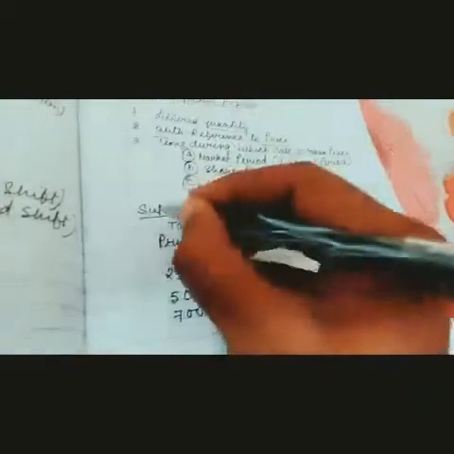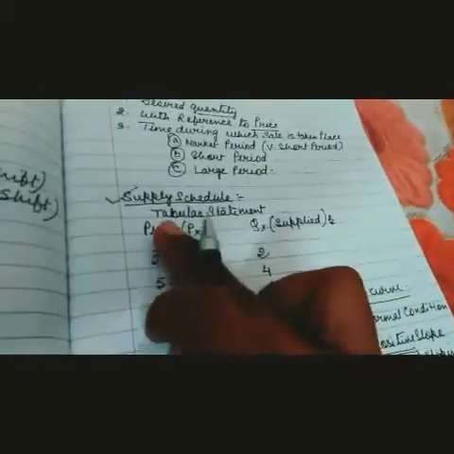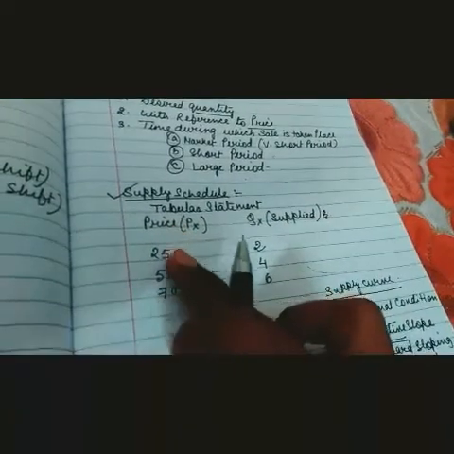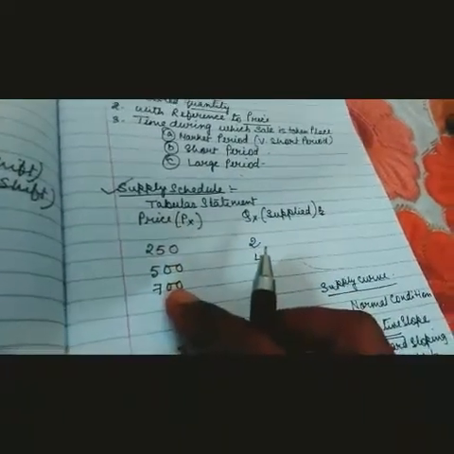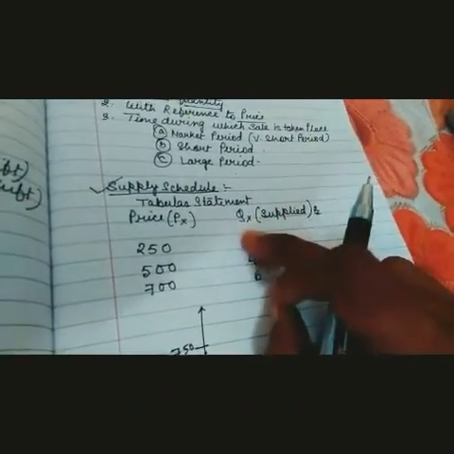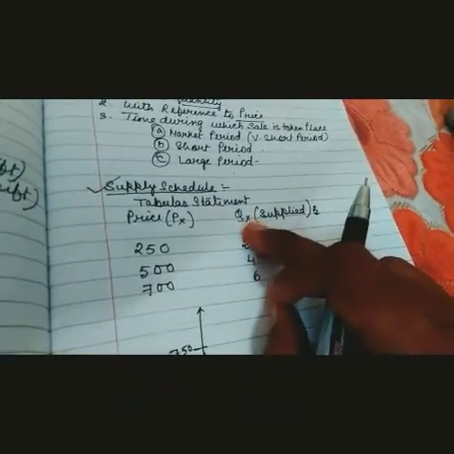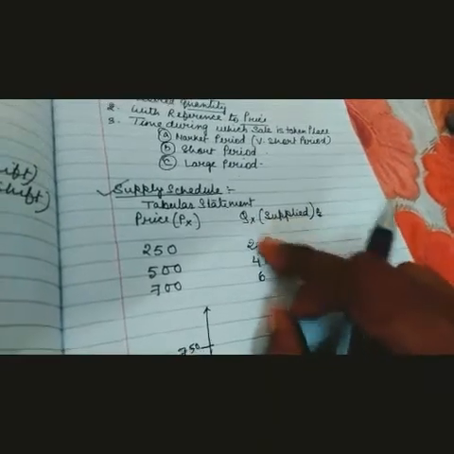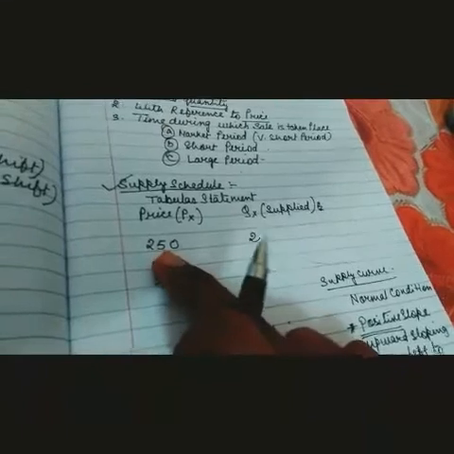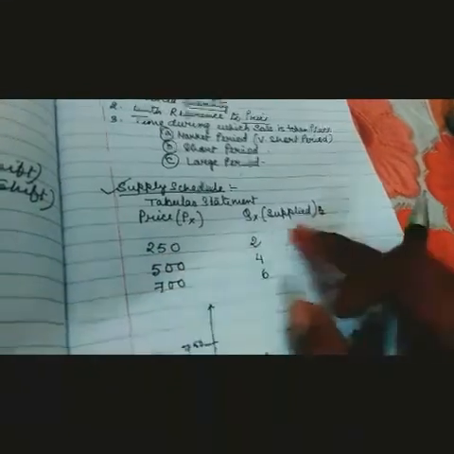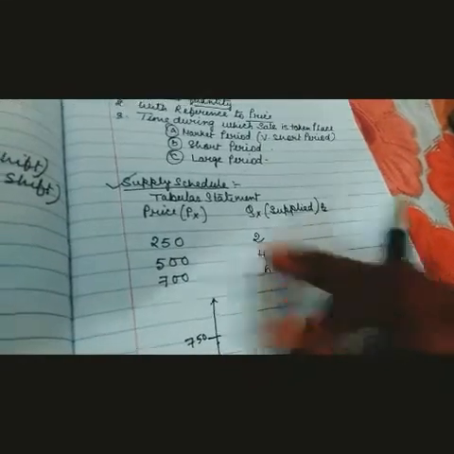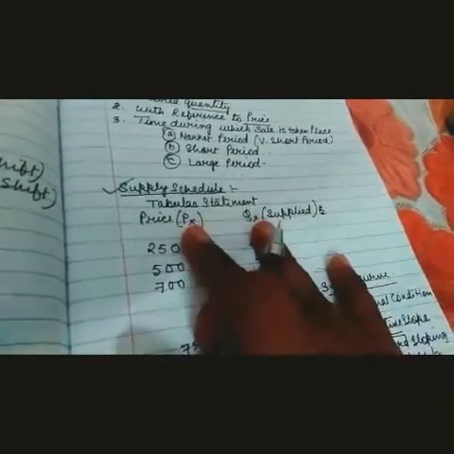Now what is supply schedule? It's a table statement where you have got different prices of the product. The product is QX out here. In demand, you have QX as demand, but here QX is the supply. And we can see the change in the supply. So just see, as the price rises, the supply also increases. The quantity supplied increases. So this is a very interesting thing.